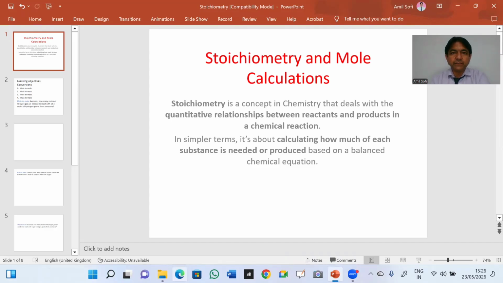Today, we are learning a very important topic of chemistry, and the name of the topic is stoichiometry. The word "stoi" means element, and "metry" means measurement. So in stoichiometry, we do measurements of elements, or we can say we calculate the mass and the moles of reactants and products. So that's how stoichiometry works.